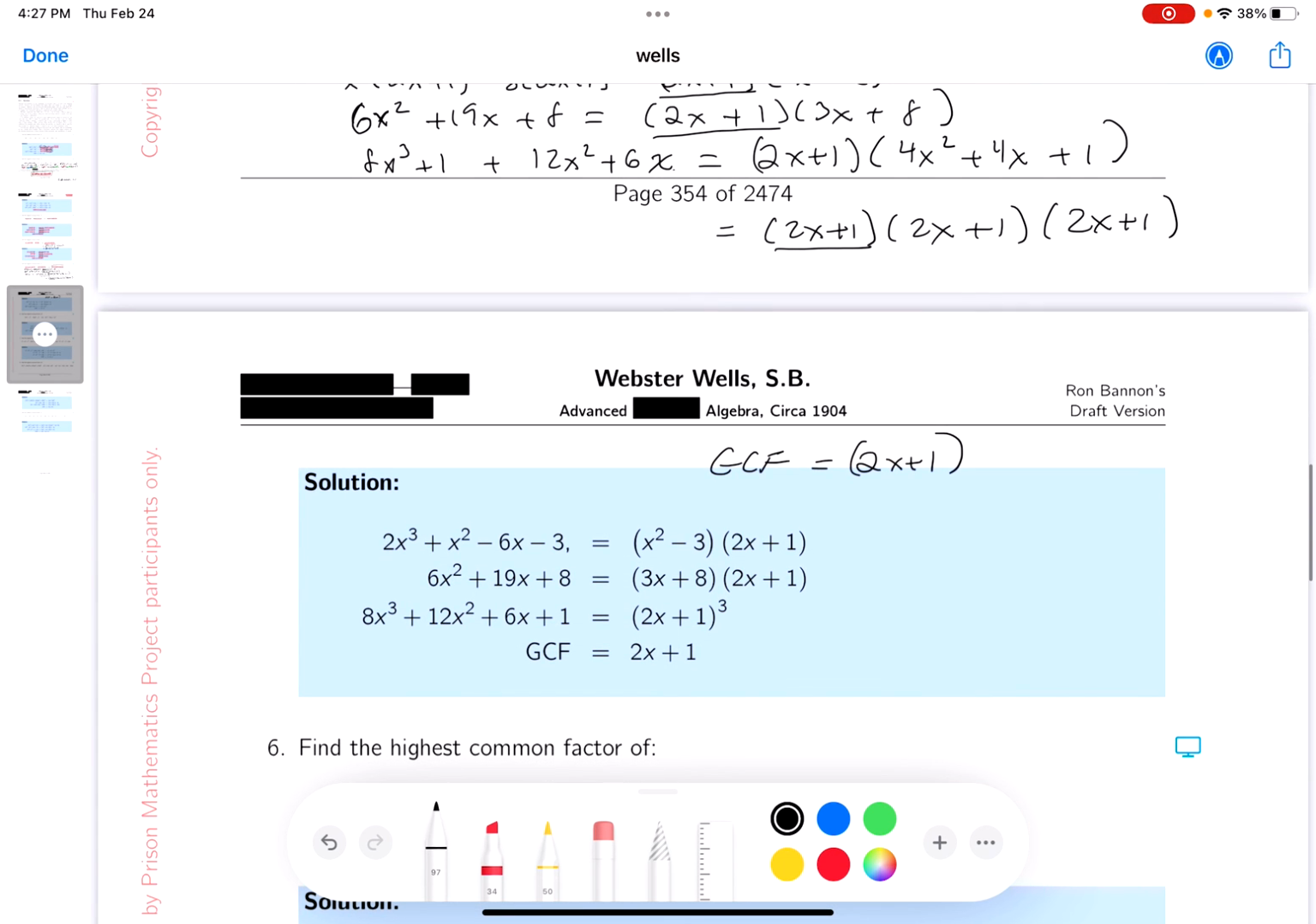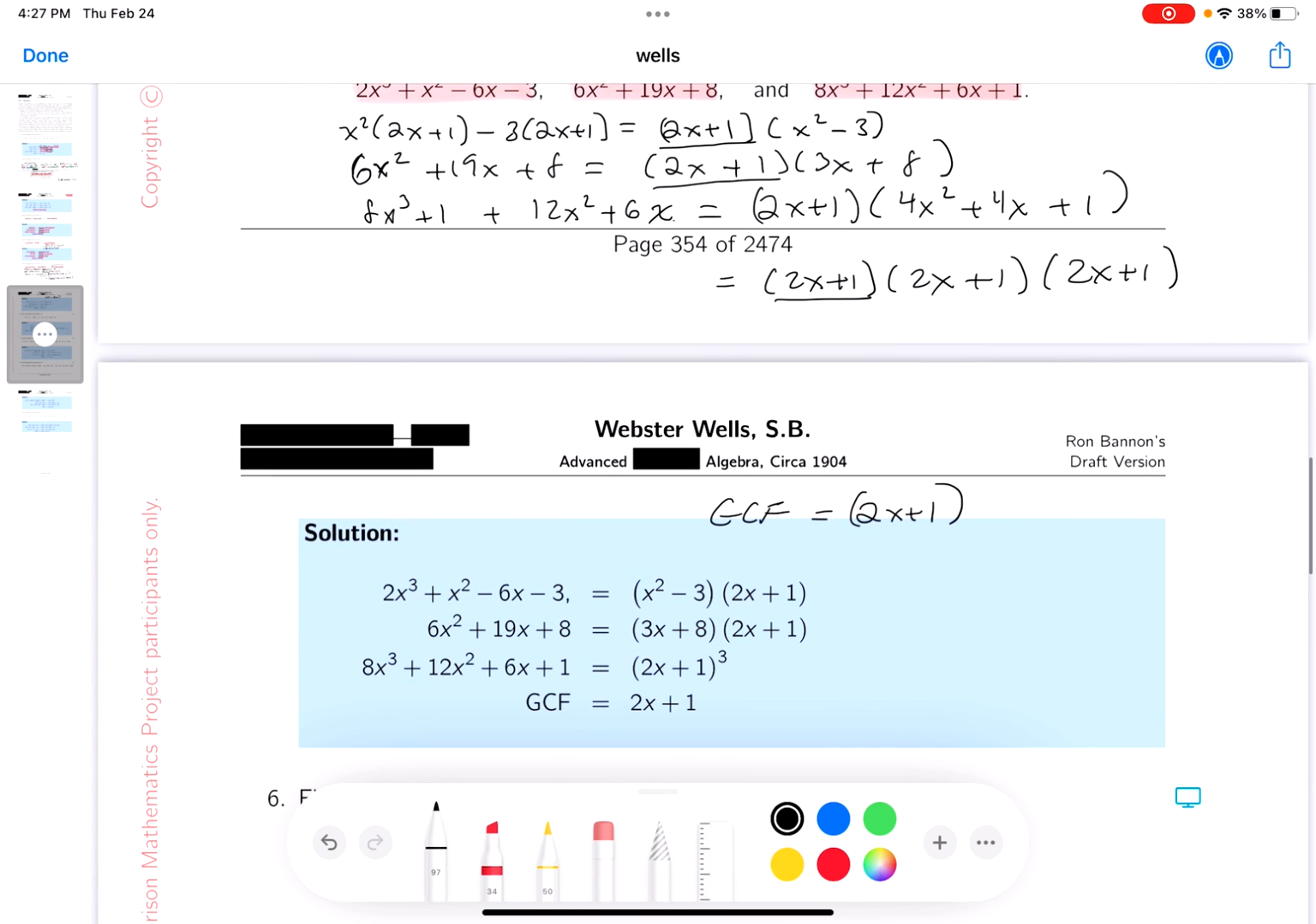All right, let's look at the work. I noticed in the work I put things down. I've got this one written down, this one written down, and this one written down as well.